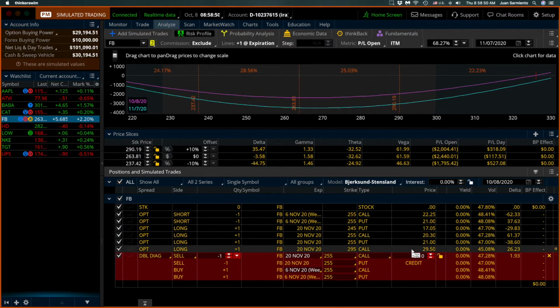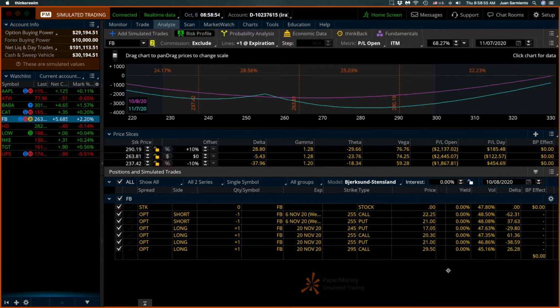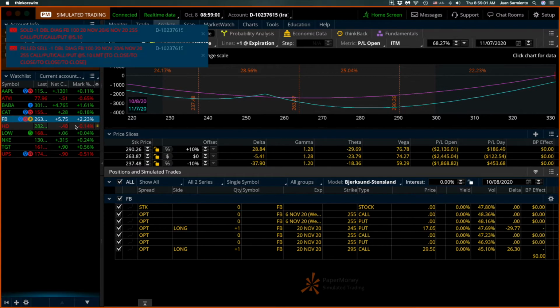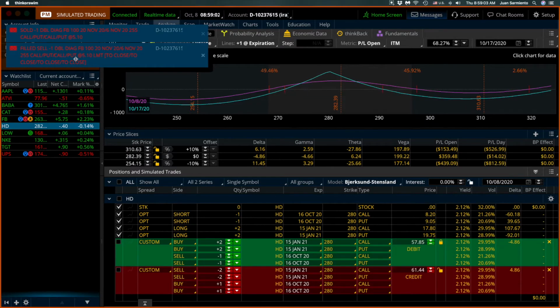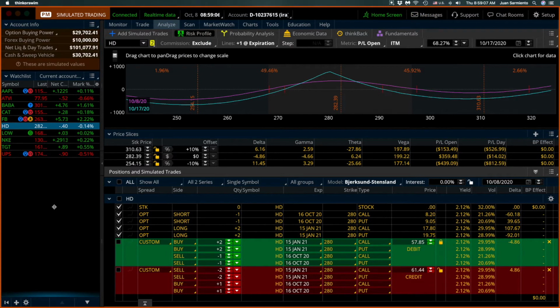And as usual, I will make sure that this gets filled, even if I have to reduce the ask going forward. Let's move on to Home Depot. That was my diagonal, so we still have that. I'll go back to that. Let's look at Home Depot here.